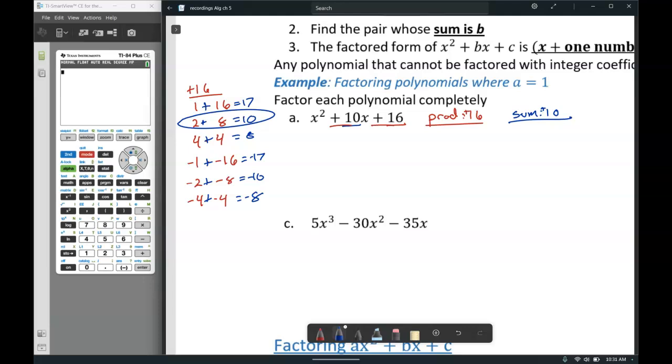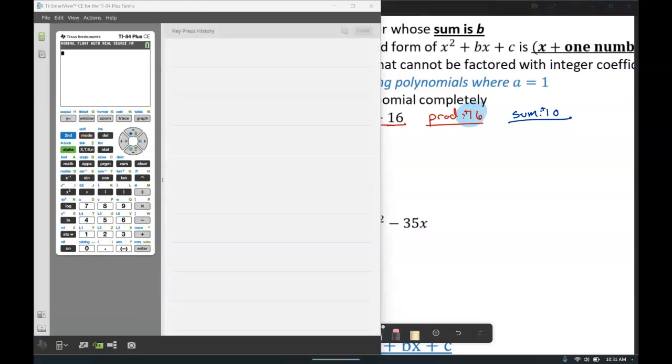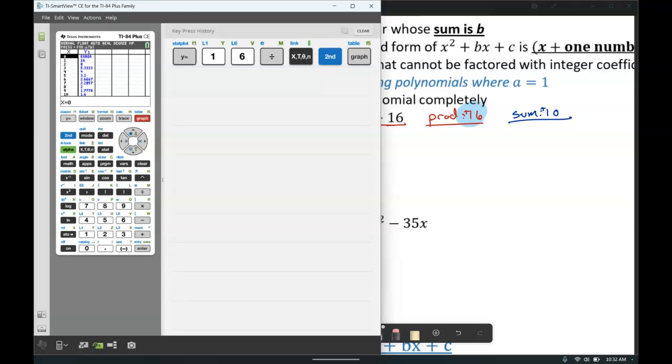Now let's see how our calculator could speed this process up for us. We know we want a product of 16, so we're going to go into our calculator, and I'm going to turn on the key press history so you can see exactly what I'm doing. I'm pressing y equals, which is at the top left, and then I'm going to type in my value of c, which in this case is 16. Then divide, and then our x, which is up towards the top near the green and blue buttons. So I want my c value divided by x. Next, we press second and then graph, which opens up this table.